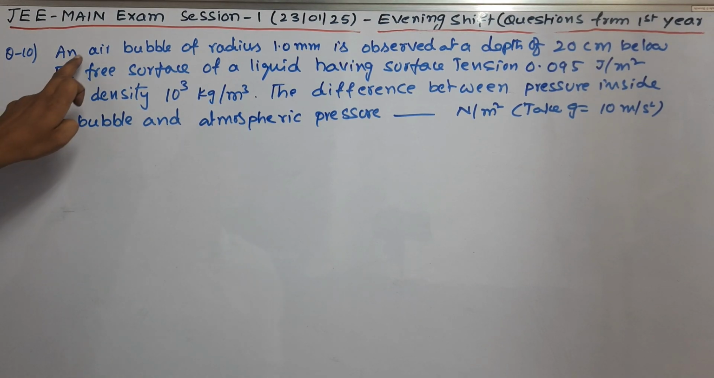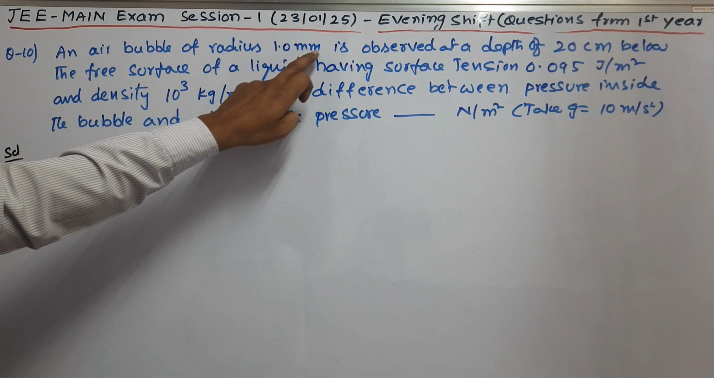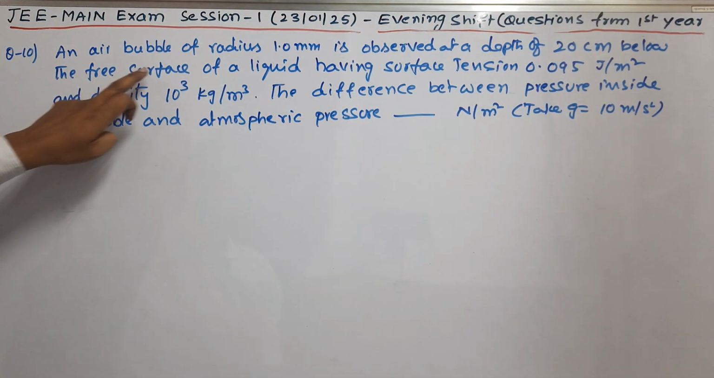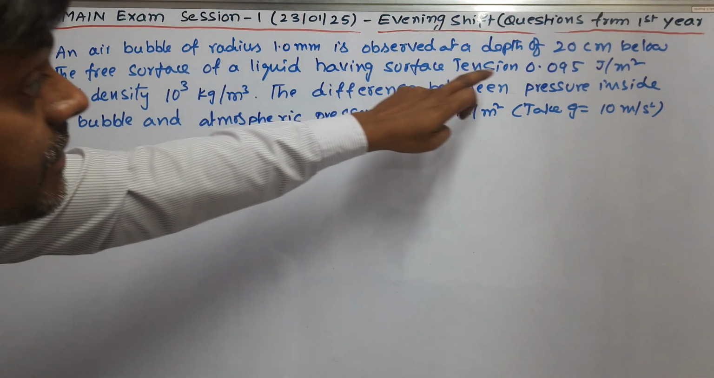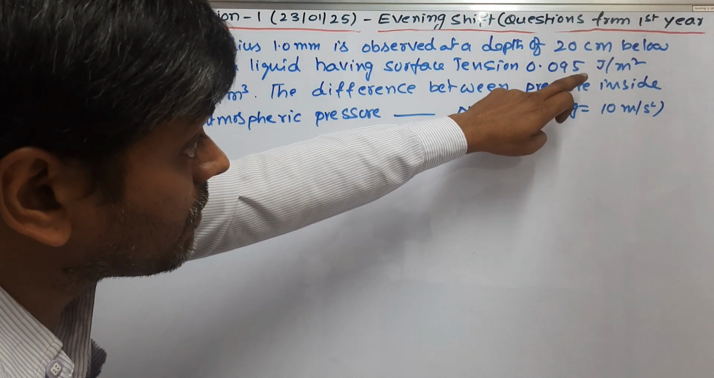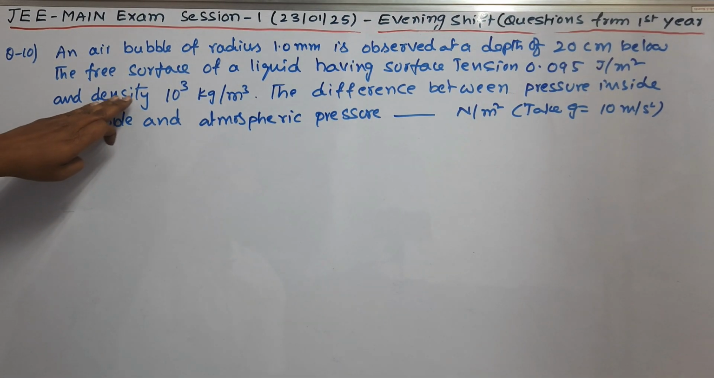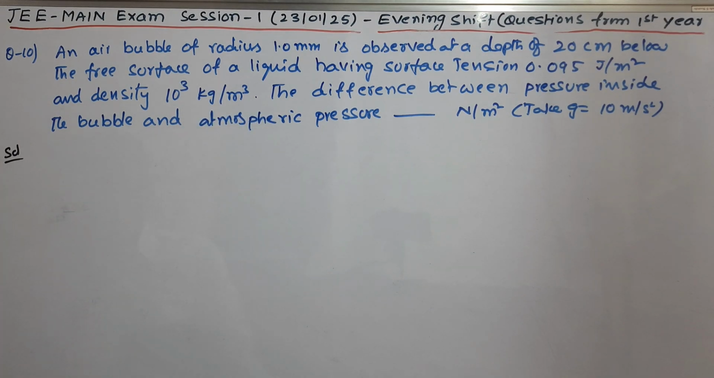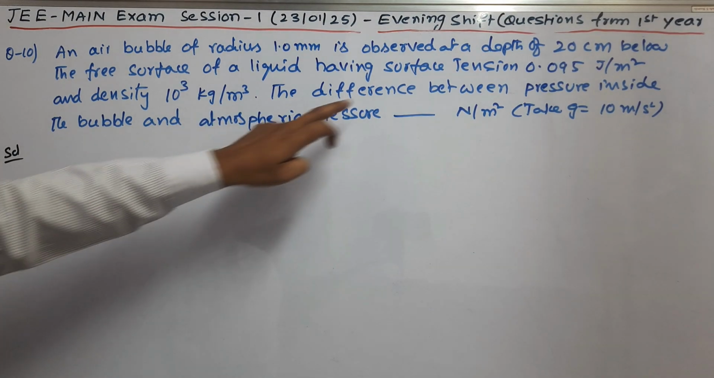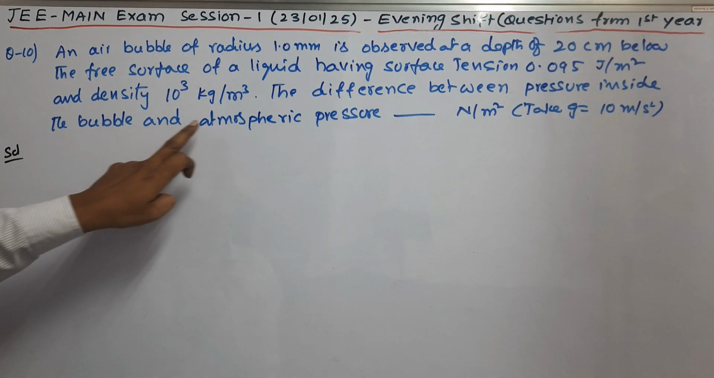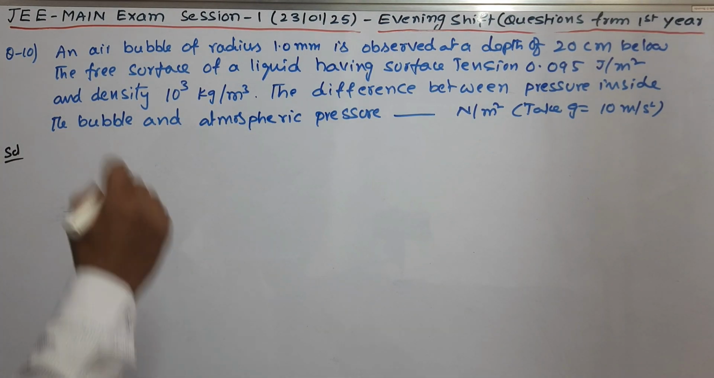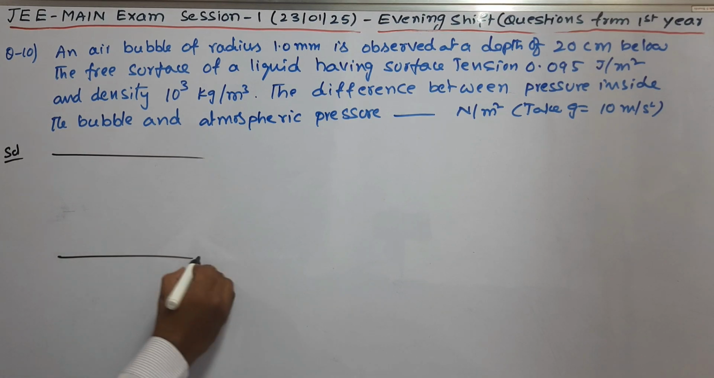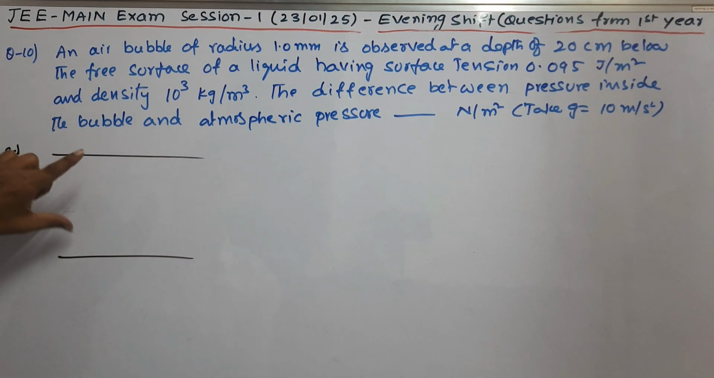The 10th question: an air bubble of radius 1 millimeter is observed at a depth of 20 centimeter below the free surface of a liquid having surface tension 0.095 joule per meter square and density 10 cube kg per meter cube. The difference between pressure inside the bubble and atmospheric pressure is? See, this is the open surface, and this is the bottom of this lake.